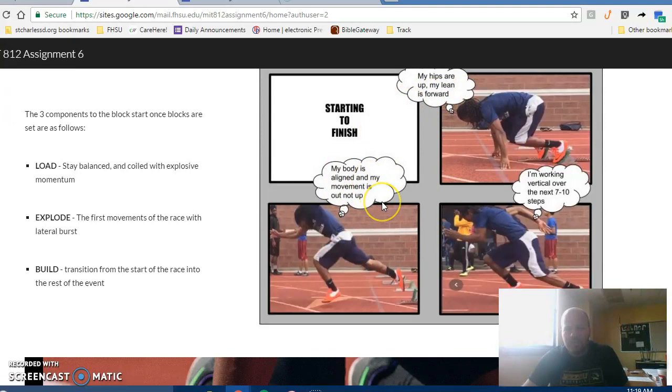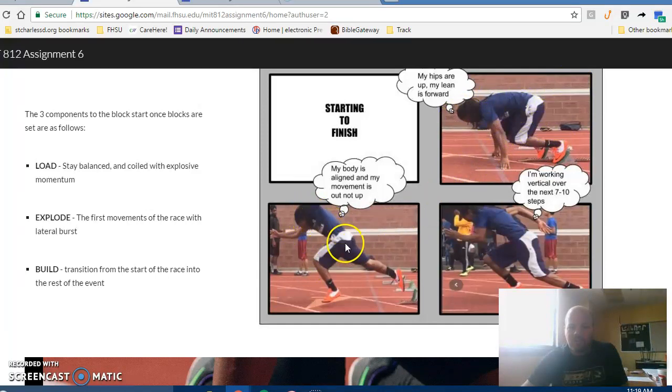This is a Google drawing that I did. I used a comic orientation or a comic idea, and then I used pop-outs to get the coaching points of this athlete. So we've got the load phase. My hips are up and my lean is forward. His hips could be a little bit higher here. That's not the point of this discussion, but just illustrating the things that the athlete should be focused on and considering in this portion.